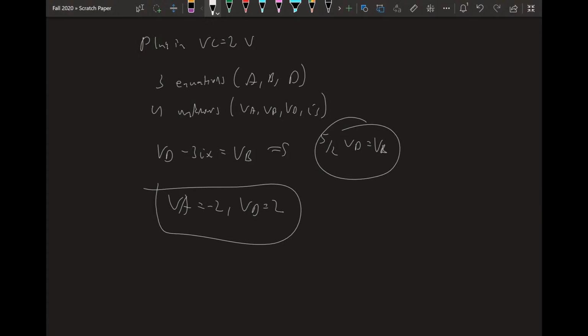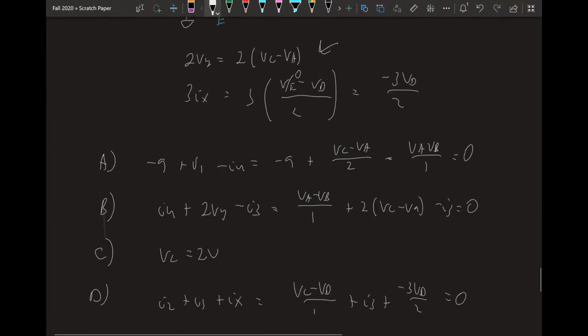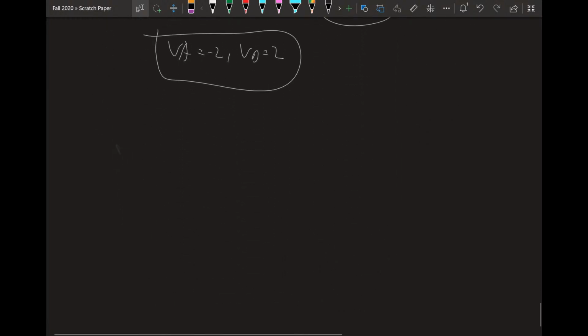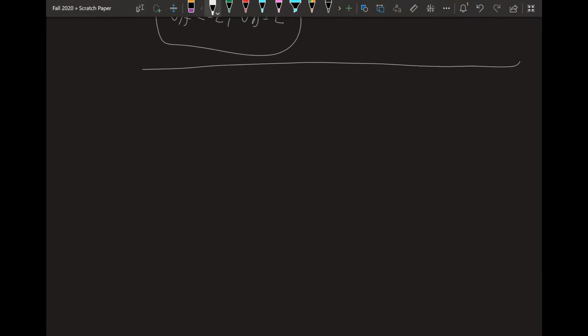So I skipped over all the math involved, but your equations are all here that we found from KCL. Any questions over this problem or node voltage techniques in general? And if not, I will move on to mesh current. Okay, we'll move on to mesh current.